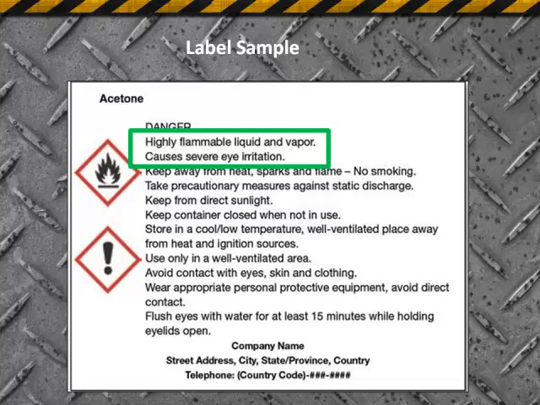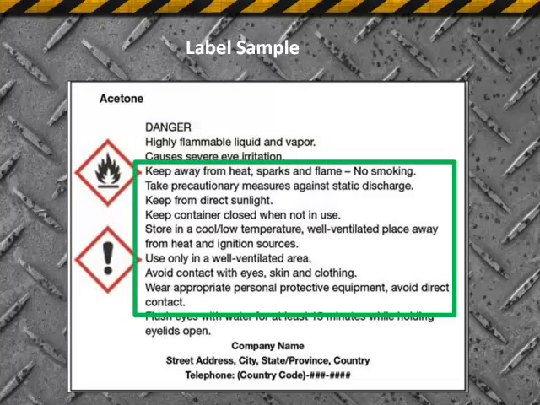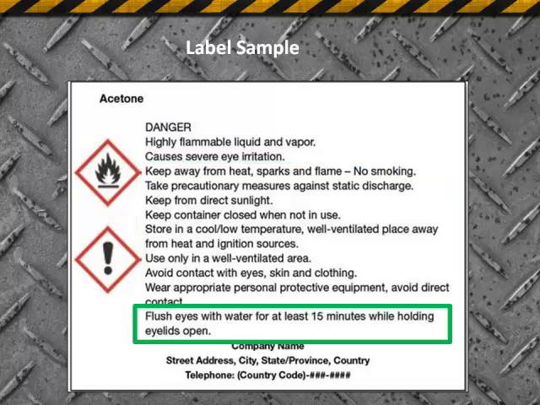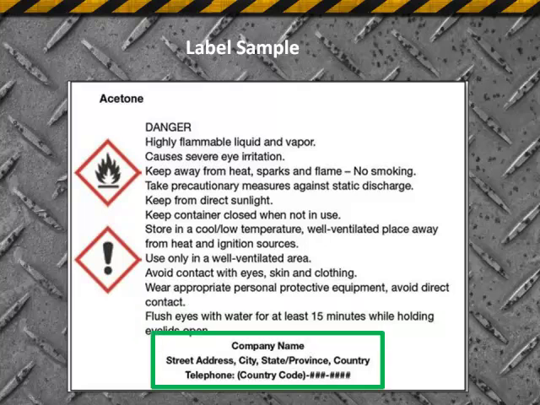Danger is a higher level than warning. Hazard statement describes the nature of hazards associated with a chemical. Precautionary statement. These are recommended measures to take to prevent adverse effects. First aid statement. Emergency care information. Supplier information contains the name, address, and telephone number of the chemical manufacturer, importer, or other responsible party.